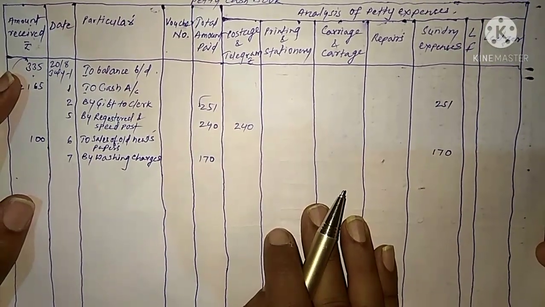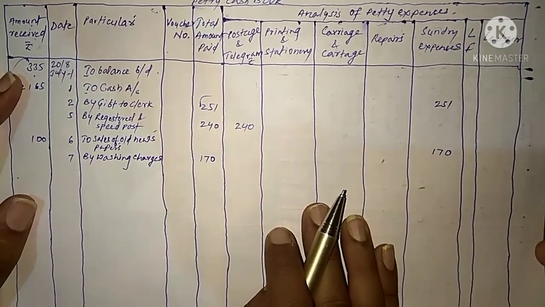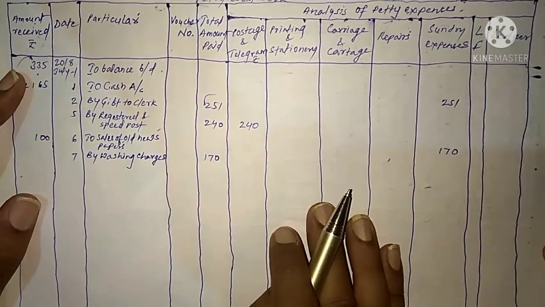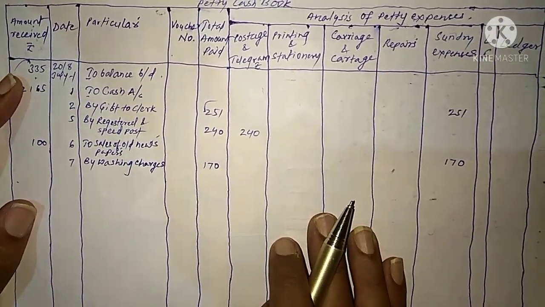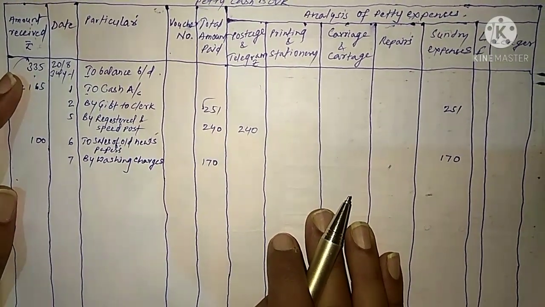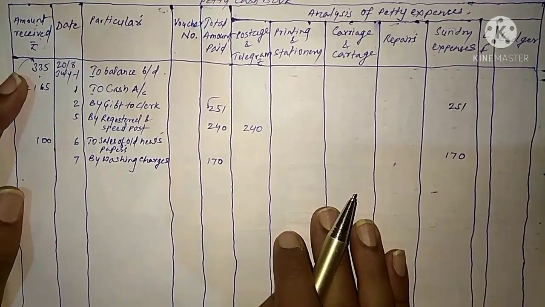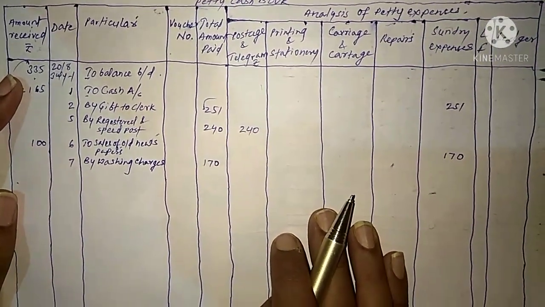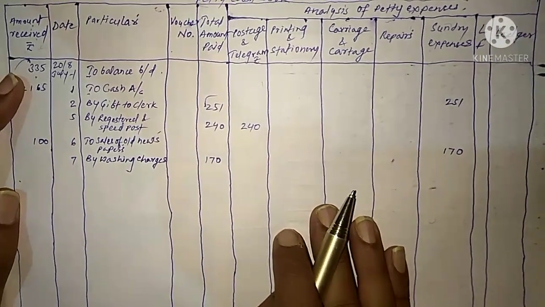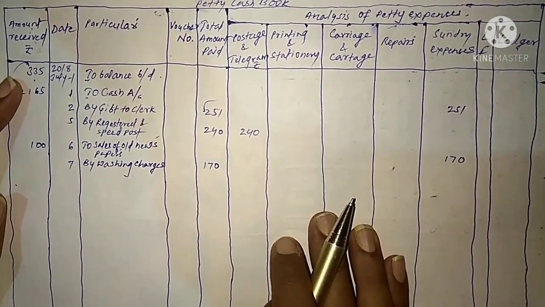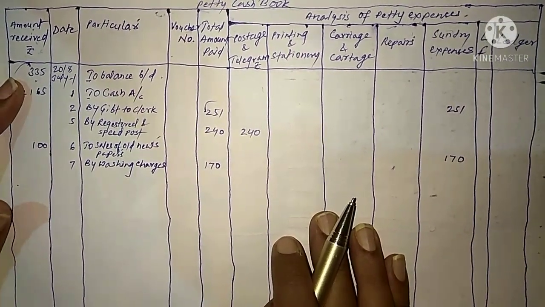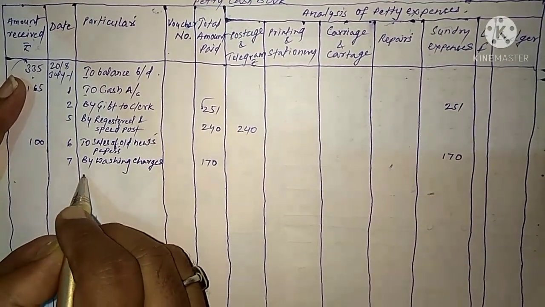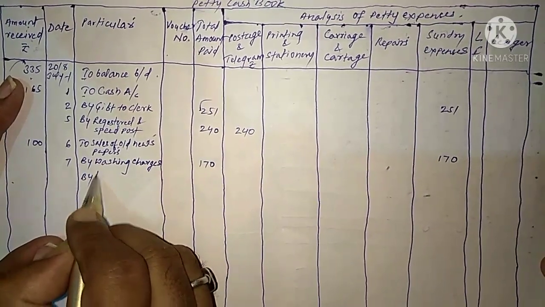And then transaction on 10th July, paid lunch bill to salesman. This is also transaction which do not have any evidential bill. Lunch bill is there, but lunch bill we have to put to the sundry expenses account. So this is payment, and therefore in particular column we have to represent it by lunch bill.